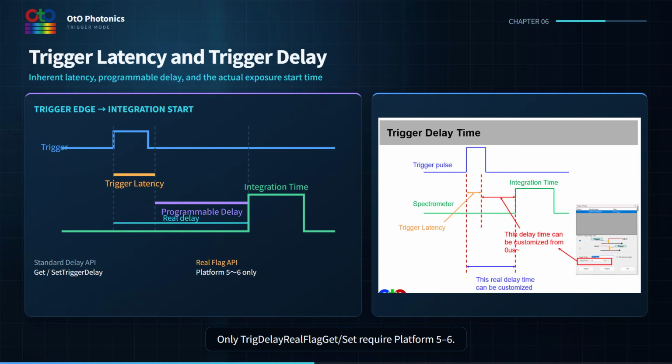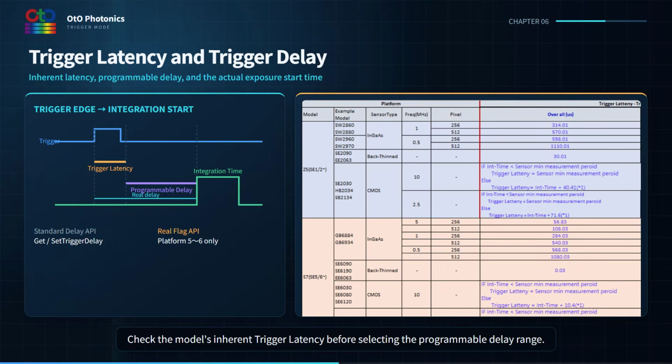The SDK provides set trigger delay and get trigger delay to configure or read the standard trigger delay. Trigger delay real flag set and get configure or query real delay mode. Note carefully, only the real flag API pair requires platform 5 through 6. The actual time from the trigger edge to the start of exposure depends on both the model's inherent latency and the delay setting. If the requested real delay is shorter than the model's minimum latency, the hardware cannot remove that inherent time. Before choosing a delay value, check the trigger latency table for the model and determine the valid delay range.